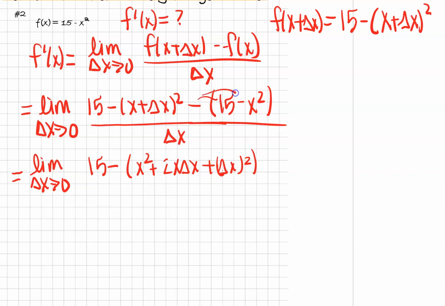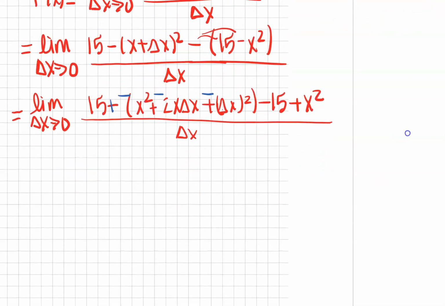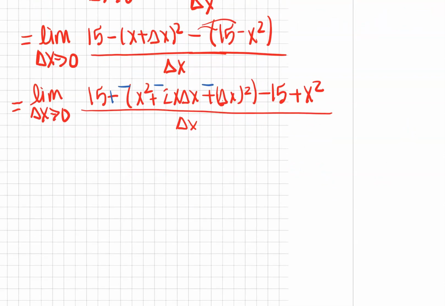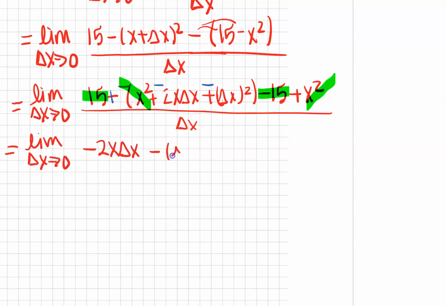I'm going to go ahead and distribute that negative. So minus 15 plus x squared. Let's also distribute this negative throughout so we don't forget about it, all over delta x. And then start cleaning it up. It's your algebra that's going to get you. So there's your x squared, and there's a negative x squared. There's a negative 15. There's positive 15. First check mark, we were able to cancel out that f of x. So that gives me negative 2x delta x minus delta x squared all over delta x.